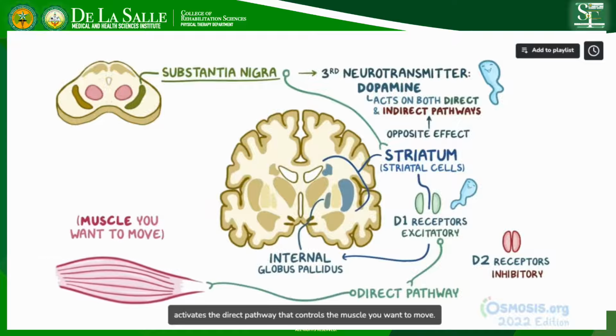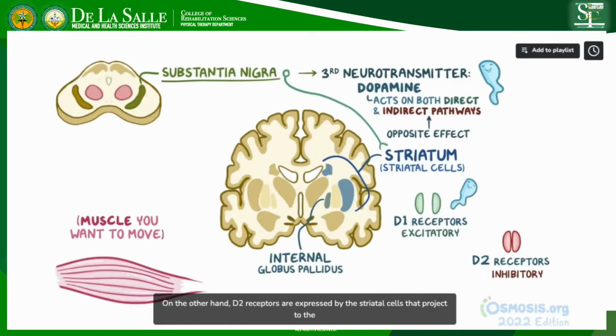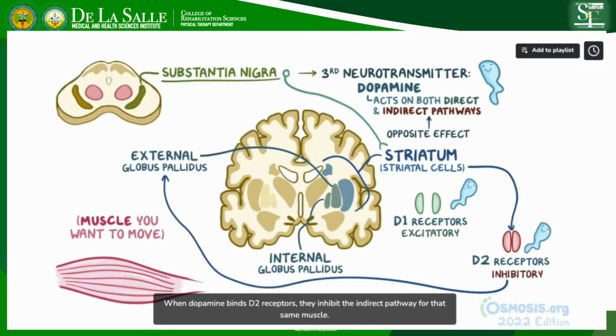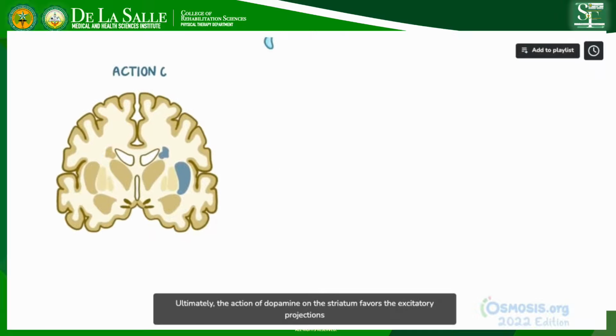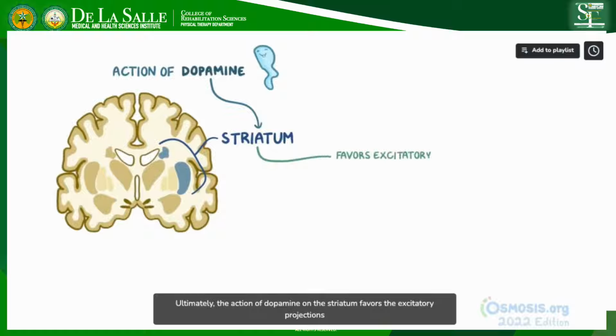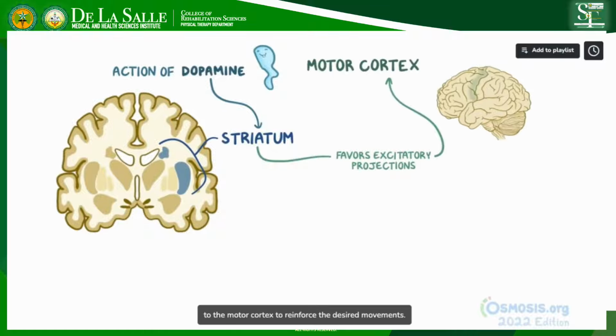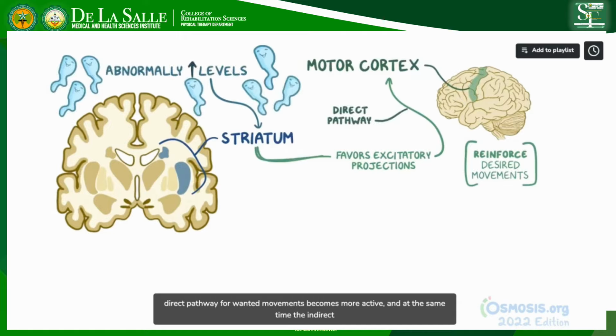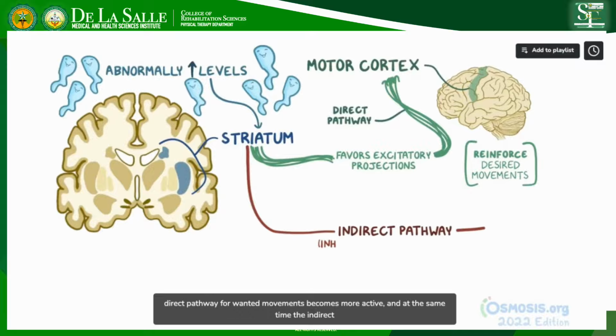On the other hand, D2 receptors are expressed by the striatal cells that project to the external globus pallidus. When dopamine binds D2 receptors, they inhibit the indirect pathway for that same muscle. Ultimately, the action of dopamine on the striatum favors the excitatory projections to the motor cortex to reinforce the desired movements. In other words, if you were to add abnormally high levels of dopamine, the direct pathway for wanted movements becomes more active. And at the same time, the indirect pathway for inhibiting unwanted movements becomes less active.